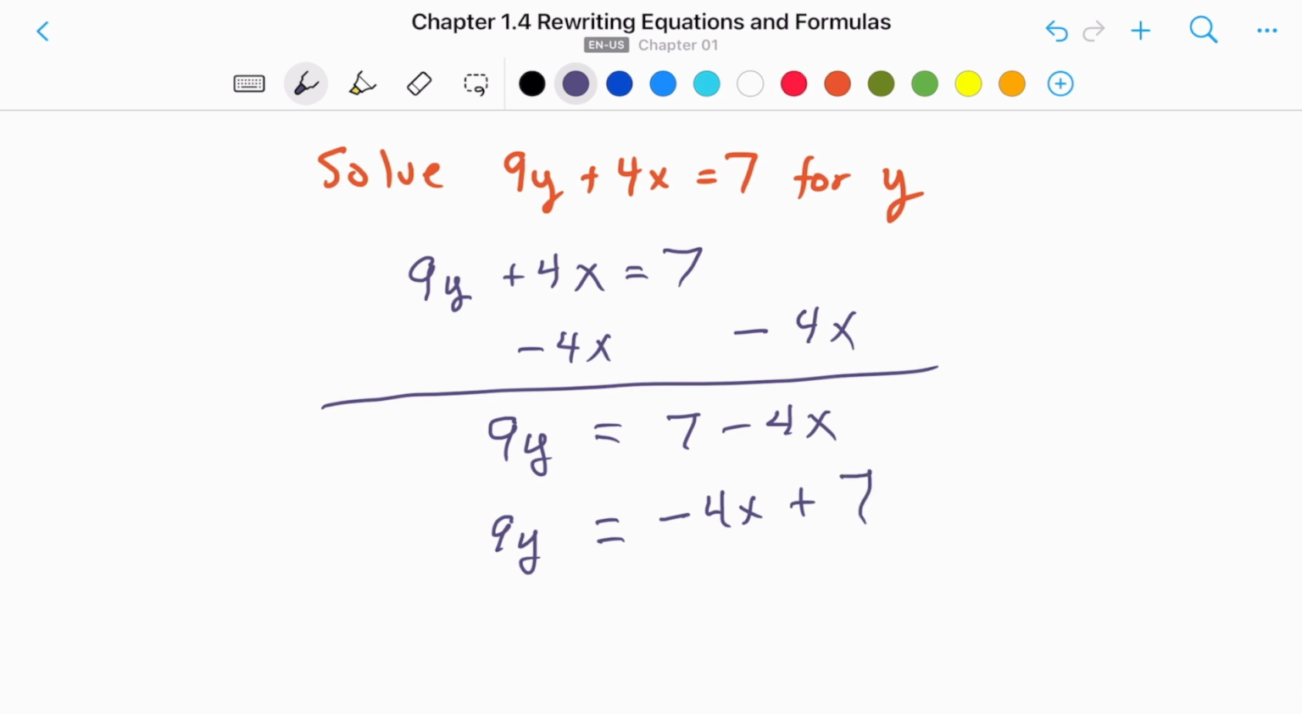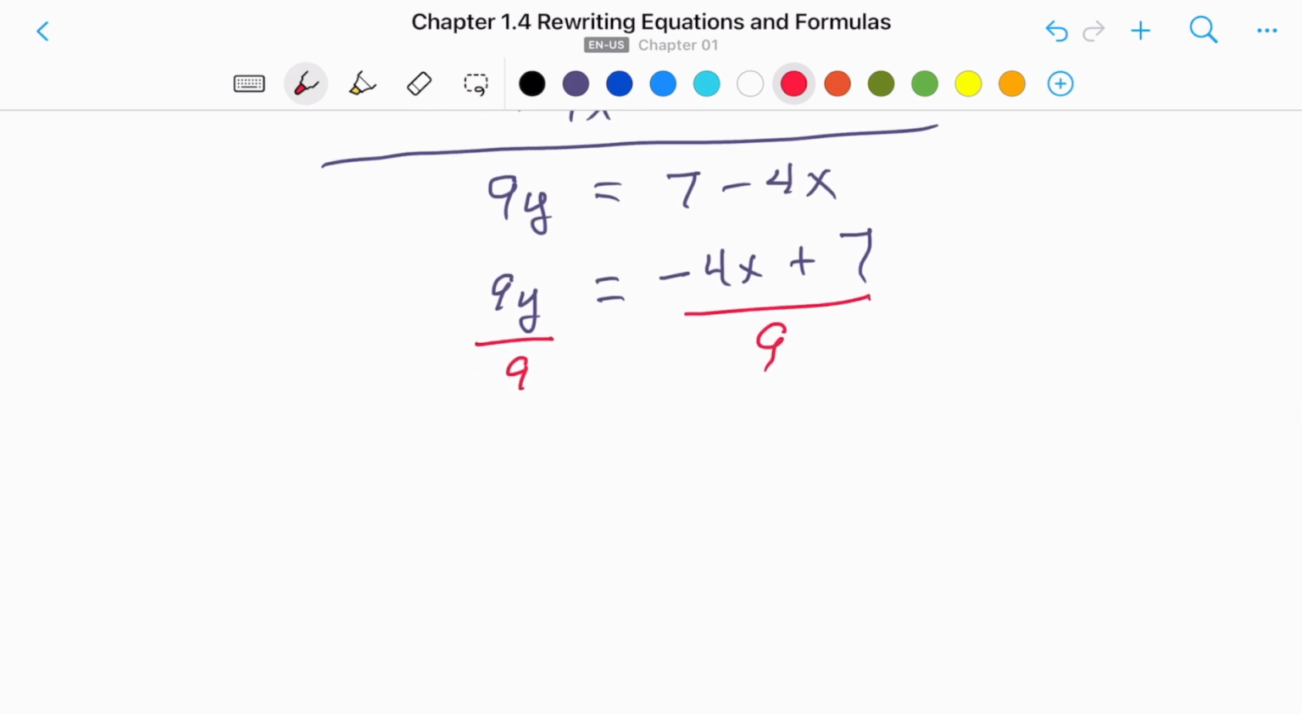That's the way I would write it. You don't necessarily have to do it, but people who know what they're doing always put this back in order. So now we're at our next step. We need to divide the whole thing, this side and this side, by 9. Now, this right here becomes y. This is a very fast problem. Then this becomes negative 4 over 9 times x plus 7 over 9. And that's the answer.